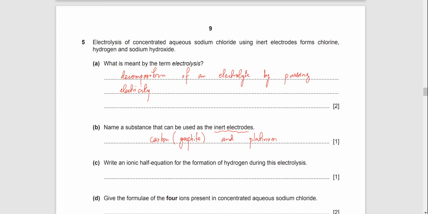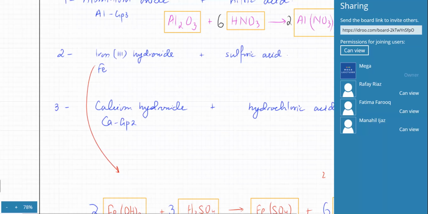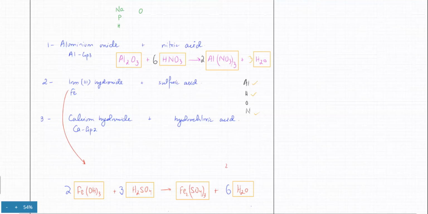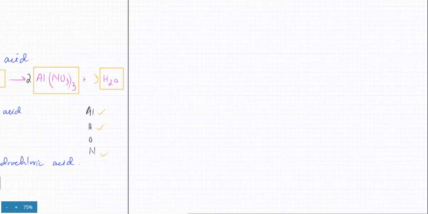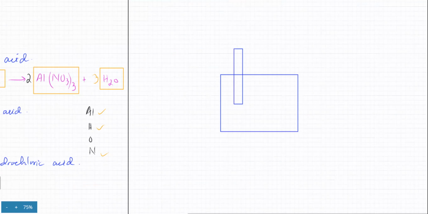I'm also going to discuss the electrolysis of NaCl. Let's talk about this. He's trying to electrolyze aqueous NaCl. So what's going to happen with aqueous NaCl, let's do it over here. Aqueous NaCl. So you're going to have two electrodes, and they will be connected by a battery.